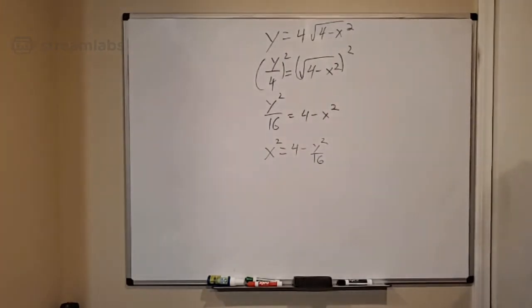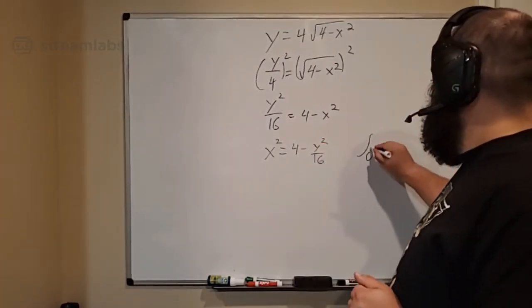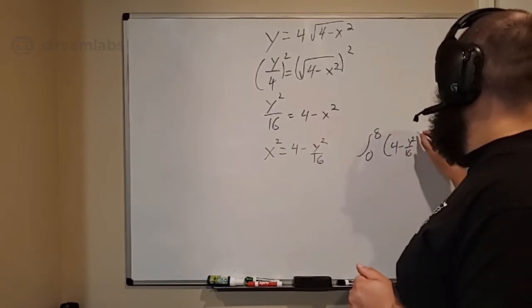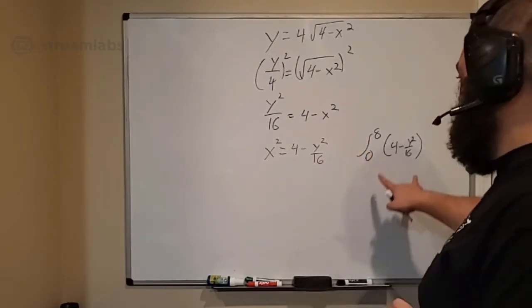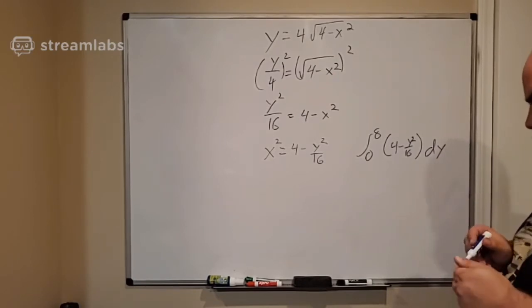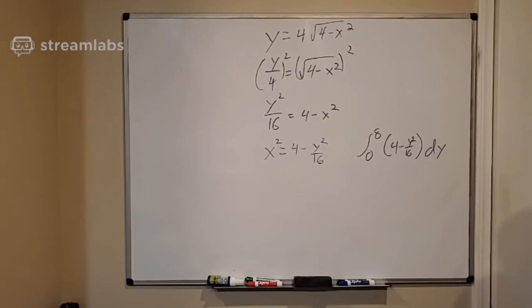So you need the integral from 0 to 8 of 4 minus y squared over 16. And I don't have to square this because it was x squared. That's already squared. dy. I think I was doing 0 to 2. So you gotta be careful, it's y numbers, so 0 to 8.